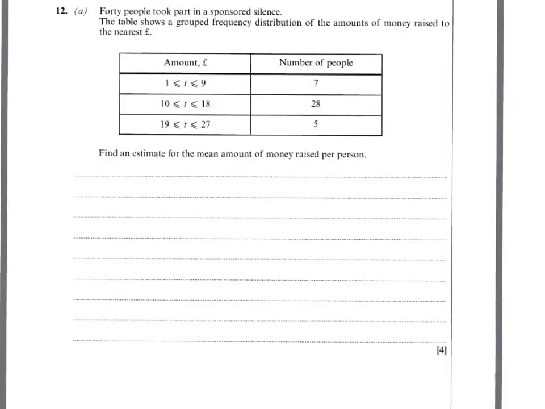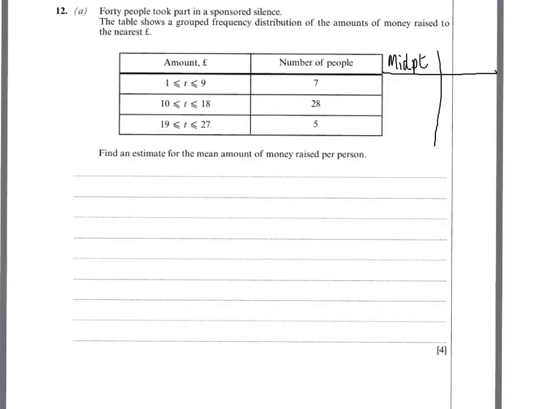Okay, question 12a, and we've got a grouped frequency table, and we need to find an estimate for the mean. So as soon as we need to find an estimate for the mean, we know we're going to have 2 extra columns in our table, one of which is where we're going to work out the midpoint of the group.